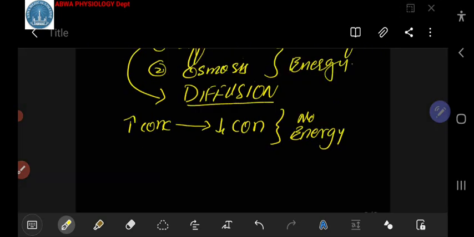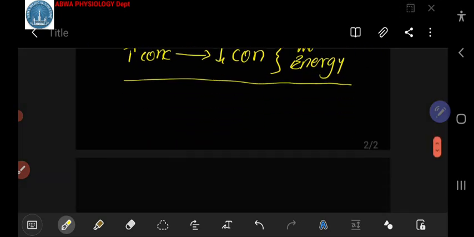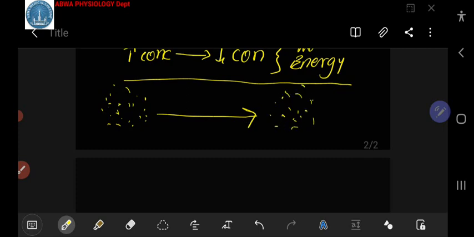What about the equilibrium? If we have many more gas molecules in this region here and fewer molecules here, the molecule movement will be towards the region of lower concentration. When the molecules become equal, there will be no movement. So when equilibrium is achieved on either side, there will be no net movement of molecules from higher concentration towards lower concentration.